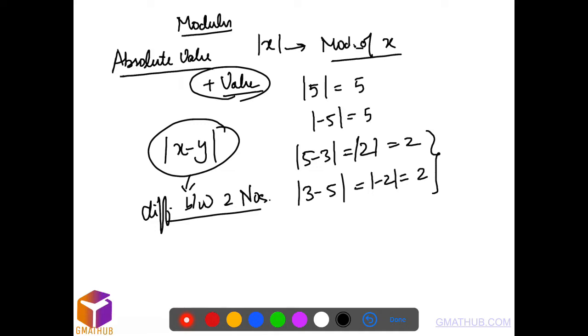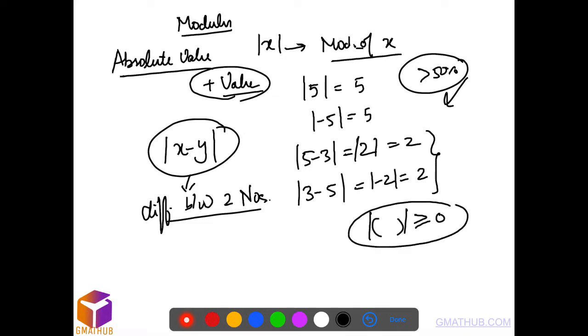Okay, now more than 50% of questions can be done just by this understanding, that mod of something is greater than or equal to 0. It's never negative. This is good enough to solve more than half of the questions of mod.